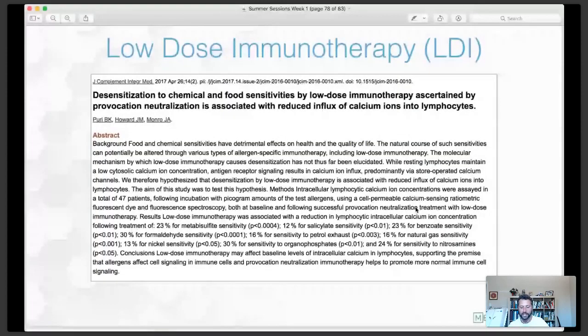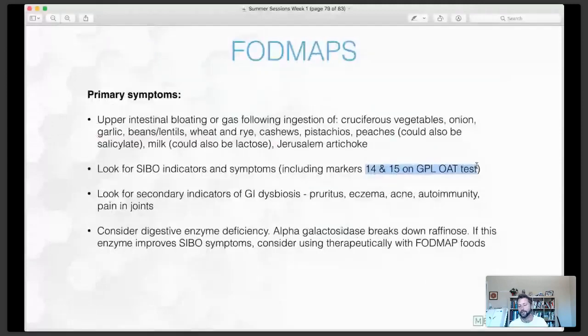FODMAPs are next. For SIBO, look at markers 14 and 15 on the OAT. If 14 and 15 are high, suspect SIBO is primary, even if it's above the midline. I'm going to say it again: if markers 14 and 15 on the OAT are above the midline together, that's suspicious for SIBO. I found that to be more consistent with the symptoms than the actual SIBO test. And you don't need to run the SIBO test. A lot of times it's inconclusive, and I don't know if it's really going to give you the data that's going to change everything, because treating SIBO is so hard anyway. But I think it's just because we're not looking at the right things.